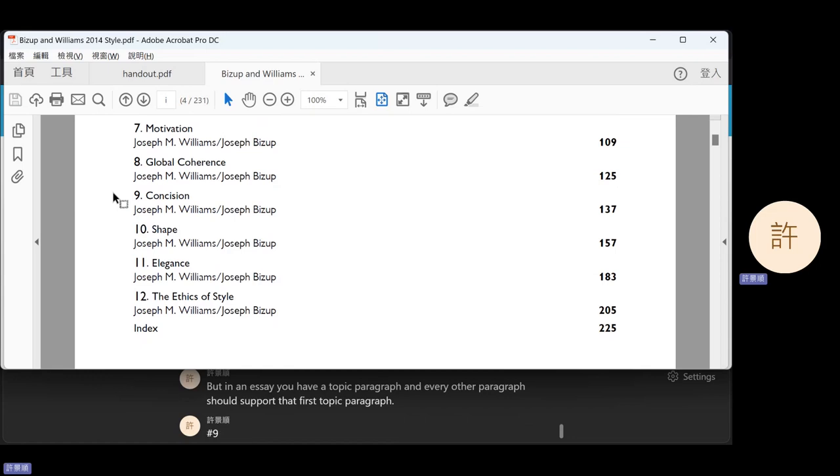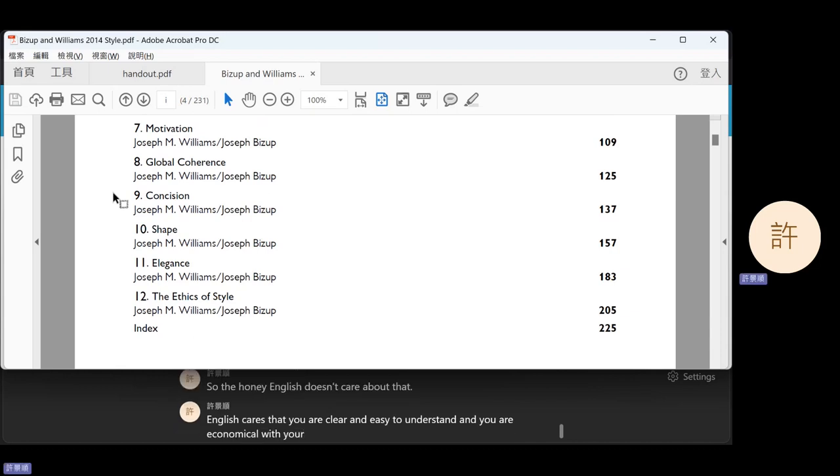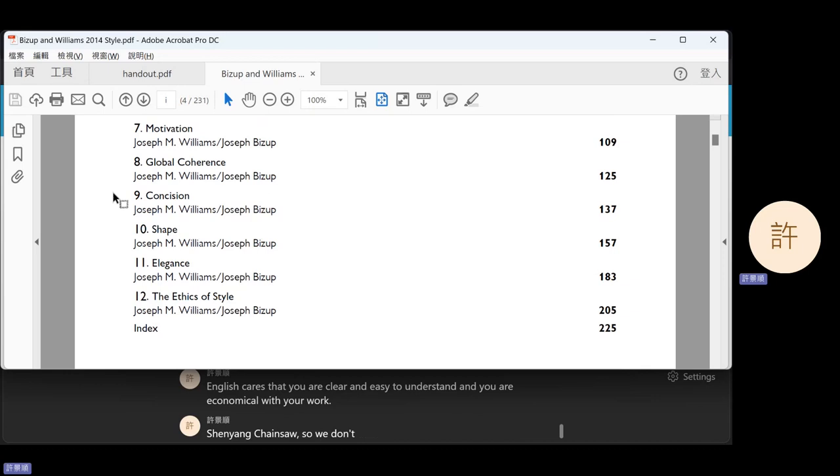Number nine, concision. Concision means accurate and short. 精简又精又简. So you have to be correct, but try to be as brief as possible. English doesn't really care about too much fancy language. 词藻华丽. English doesn't care about that. English cares that you are clear and easy to understand and you are economical with your words. 尽量减少你所用的单词. So try not to repeat information that the reader already knows.